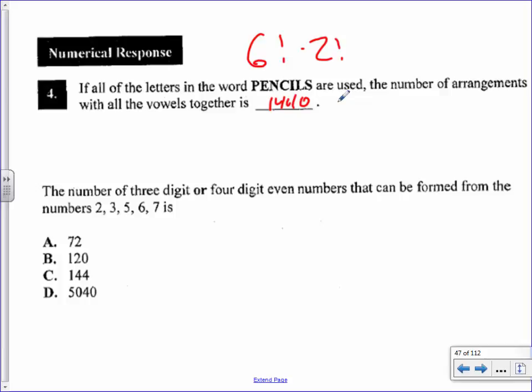Okay, let me walk you through this next one here. We haven't done one quite like this before. Let's say that you have the following numbers to work with, 2, 3, 5, 6, 7, and you want to make even numbers. This is a twist we haven't come across yet.